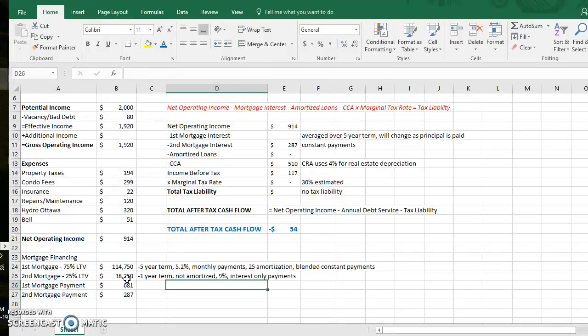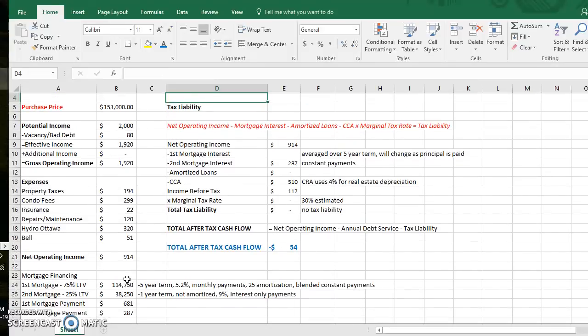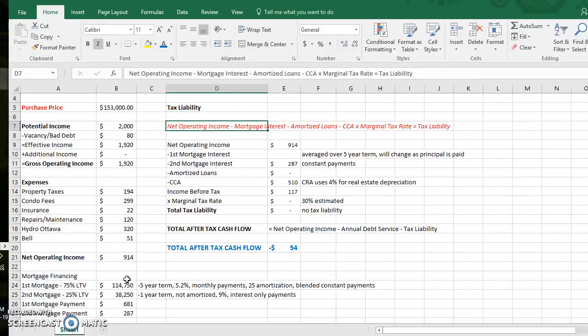From there, we need to calculate the overall tax liability on the property, and that is done by this equation here. It's your net operating income minus your mortgage interest. Again, it's not your mortgage payments, it is your mortgage interest, because you can't deduct the principal portion of a mortgage payment in Canada. You can in the United States, but not in Canada. We also subtract any amortized loan costs, and then we subtract our capital cost allowance, which is our CCA, and I will get into that in a second. Then you multiply all that by your marginal tax rate, which is the rate you'll essentially be paying at tax time, and that depends on the individual and on other sources of income, etc.